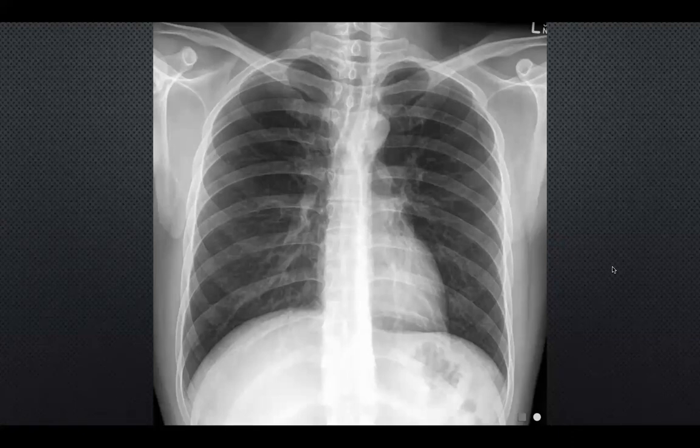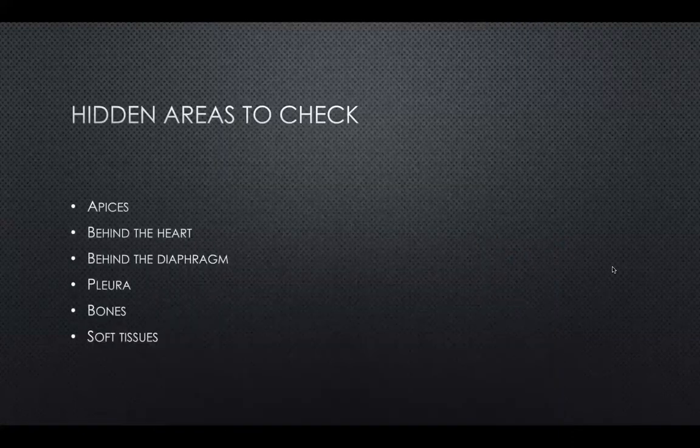So hidden areas. These are the areas where pathology is very easy to miss. So these are areas to look out for. So when you are looking at a normal chest X-ray and you're thinking, okay, this is normal, let me just double check the hidden areas to make sure that I've not missed anything. So for example, the apices, right at the top, it's very easy to miss something small up there.